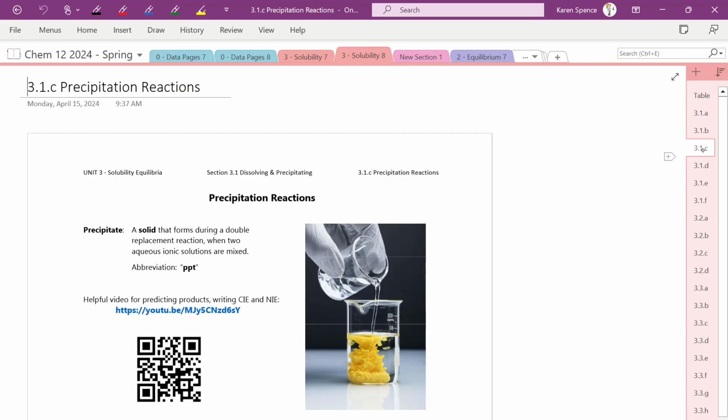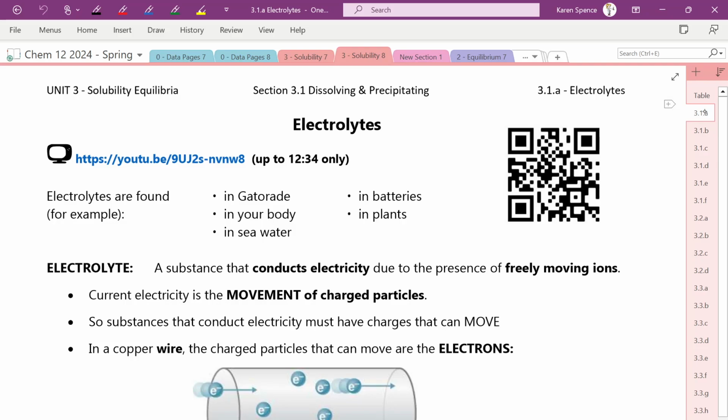Yes. So that's what's going to be your homework for the weekend: 3.1a, 3.1b, and 3.1c. You don't have to do every single question, just enough so that you feel good about it, because they are all review. So 3.1a, electrolytes.